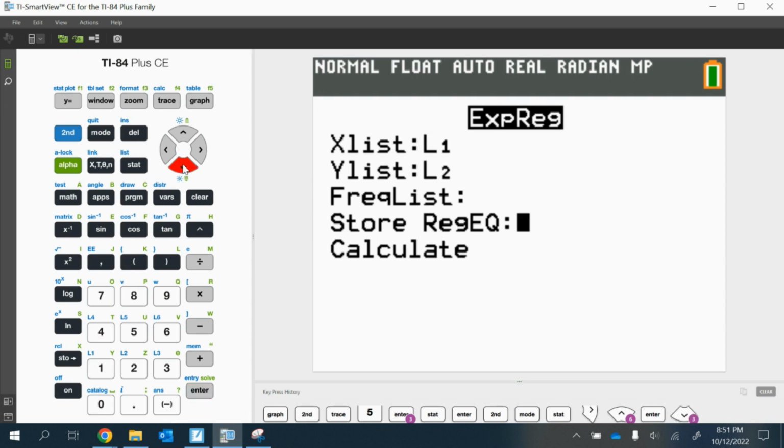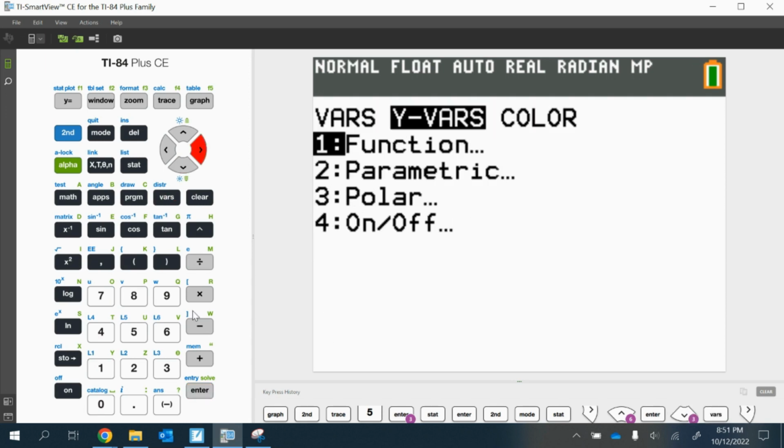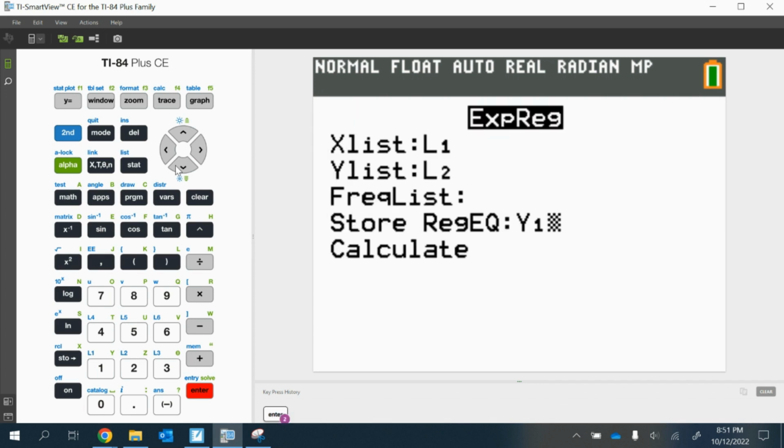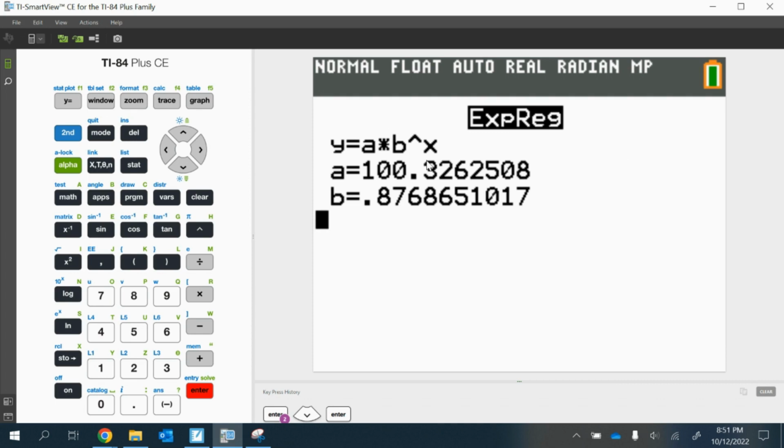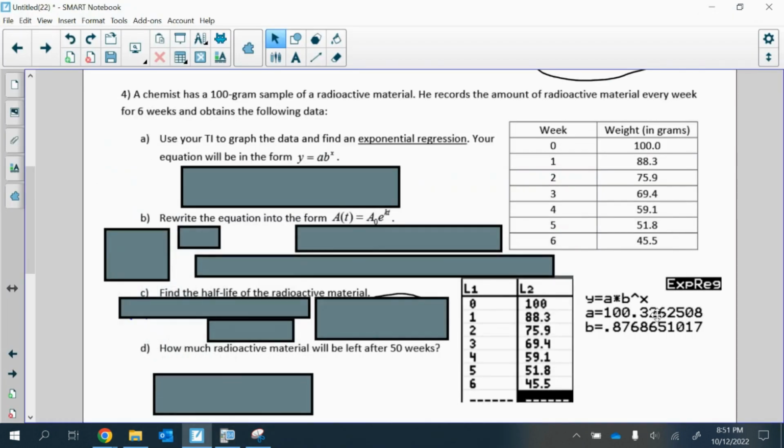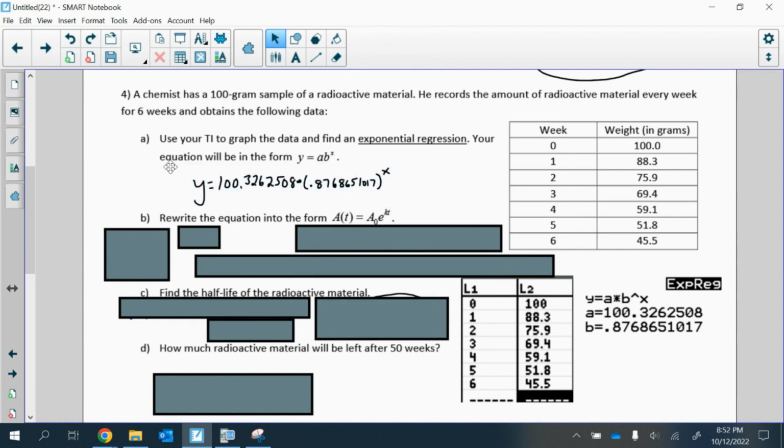L1, L2, if you want to store it as Y1, you hit vars, function, Y1. Then you hit calculate. You've seen this many times with regression, and then you end up with the data. So that data shows up here, and that makes your equation. Now you want to keep as many decimal places as possible, especially in exponential stuff, because once you start trimming off decimal places and you take something to a large x power, it's going to be very different. So you want to keep as many decimal places as your calculator gives you.